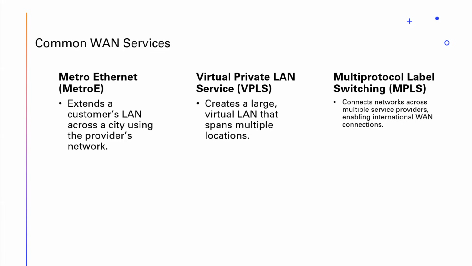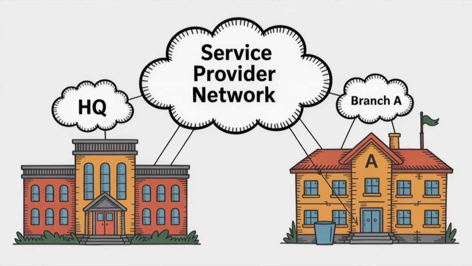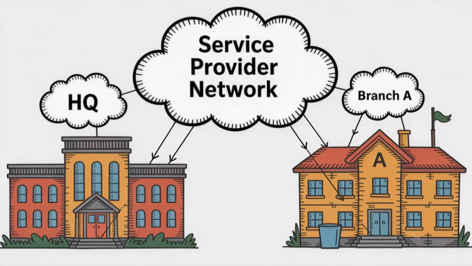Common WAN services: Metro Ethernet extends a customer's LAN across a city using the provider's network. Virtual Private LAN Service, VPLS, creates a large virtual LAN that spans multiple locations. And then we have Multiprotocol Label Switching, which connects networks across multiple service providers, enabling international WAN connections. WAN services allow organizations like ACME to link all of their branches together, ensuring employees everywhere can access centralized resources efficiently.